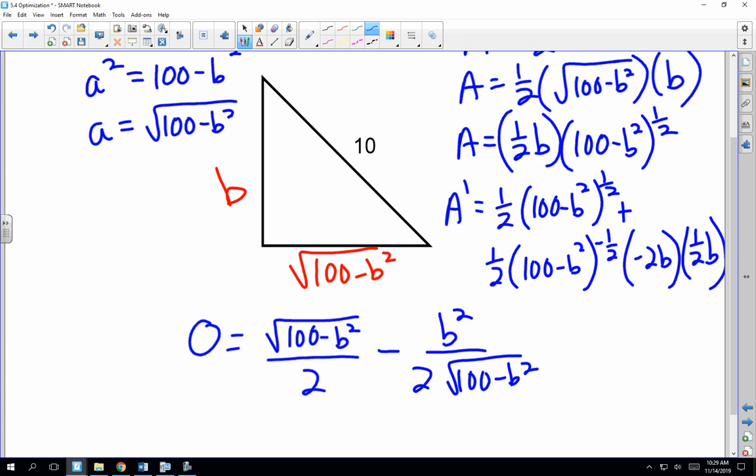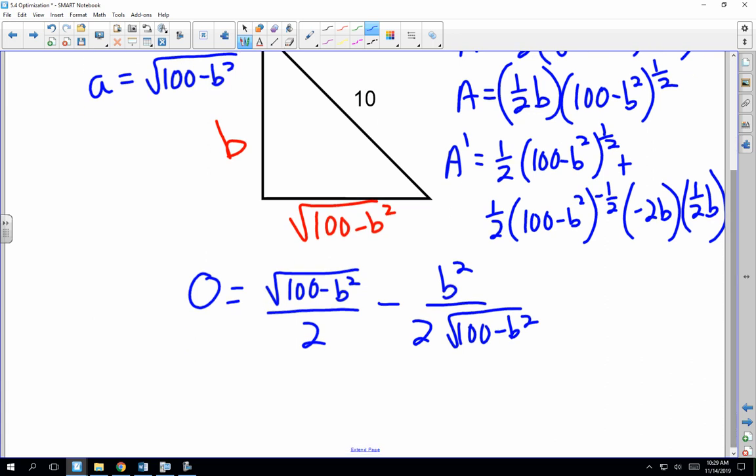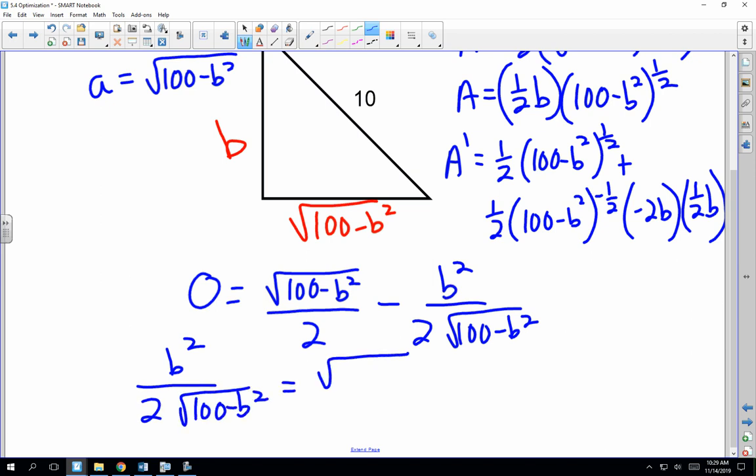So when I set this equal to 0, I'm going to flop this over to the other side. So I've got b squared over 2 square root of 100 minus b squared equals the square root of 100 minus b squared over 2. And that's a proportion. I'm going to solve this by cross multiplying, and it comes out really nicely.